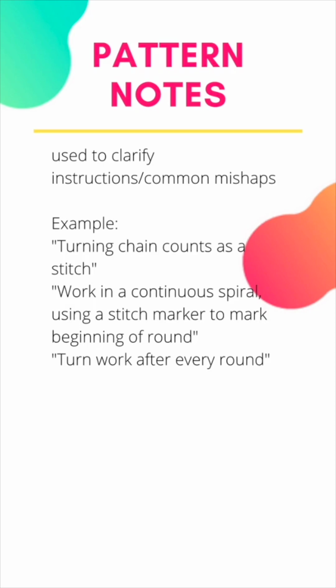Just to give you an idea of what they sound like, like a turning chain counts as a stitch. This is so that your stitch count adds up after every single row. It can be worked in a continuous spiral using a stitch marker to mark the beginning of the round. That way you don't turn your work after every round, or they can tell you to turn your work after every round. They can also say to slip stitch into the first stitch and then chain 1. It can be just about anything.